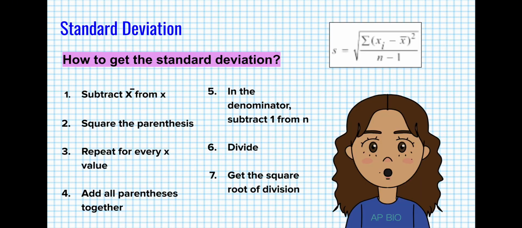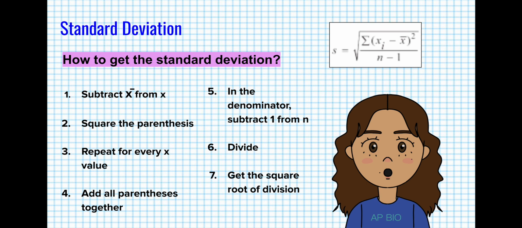Standard deviation, how to get the standard deviation. Our equation for standard deviation is the square root of the sum of all squared differences between the sample and the sample mean over the sample size minus 1. Step 1. Subtract x bar from x, which is the difference between the average and the specific data point. Step 2. Square the results you got from step 1.